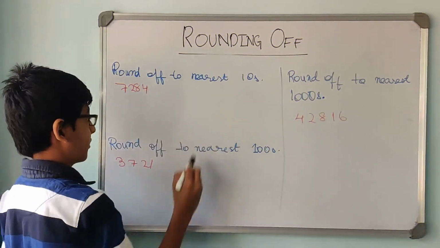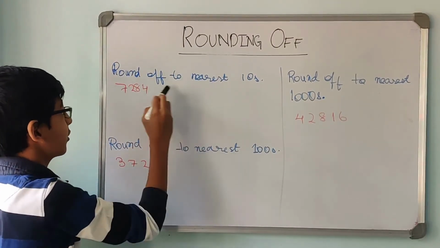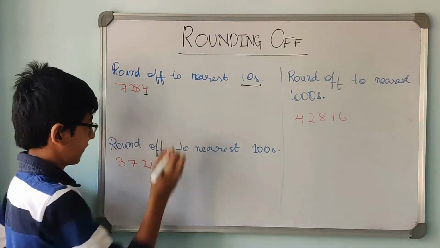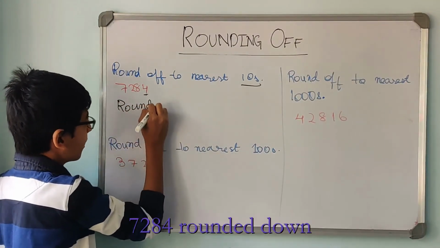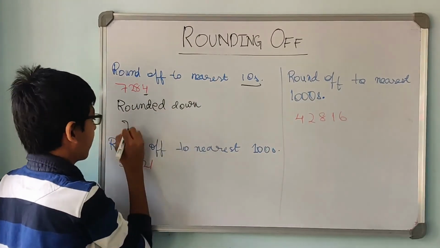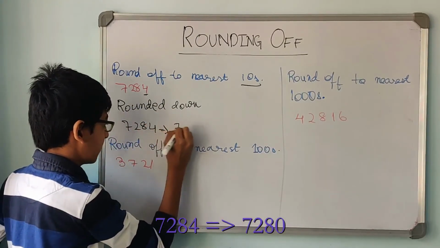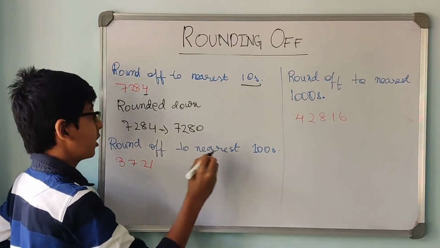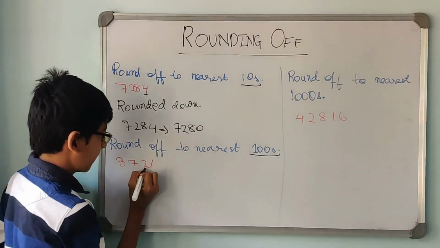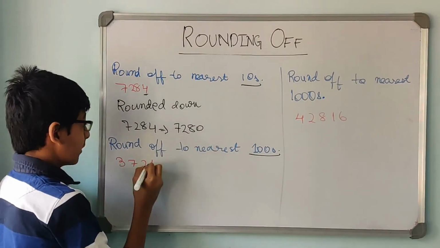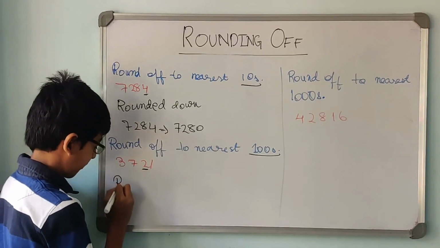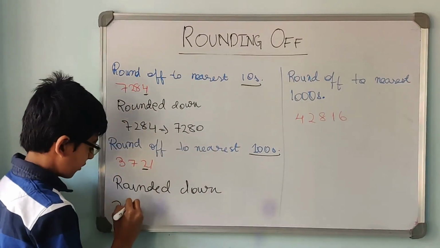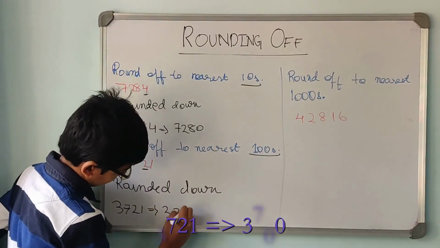Now let us round off all these numbers. So let us take 7,284. We have to round off this number to the nearest tens. So let's see. We need to check the number 4. 4 is lesser than 5, so we need to round the number down. So 7,284 would become 7,280, and we have rounded down. Now let us round off 3,721 to the nearest 100s. Over here, how do we do this? We need to check the number in the tens place. Over here, the number is 2. 2 is lesser than 5, so we need to round the number down. Hence, 3,721 would become 3,700.